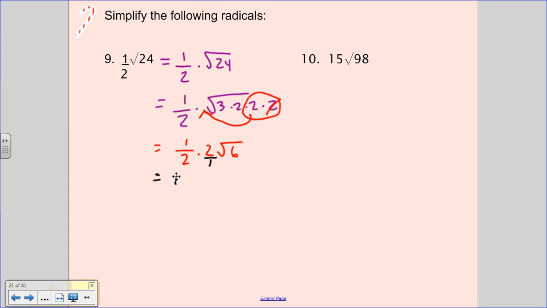So you have 1 square root of 6, or just simply square root of 6 without the 1, because 1 is understood to always be in front if nothing else is there. This concludes your notes for today.